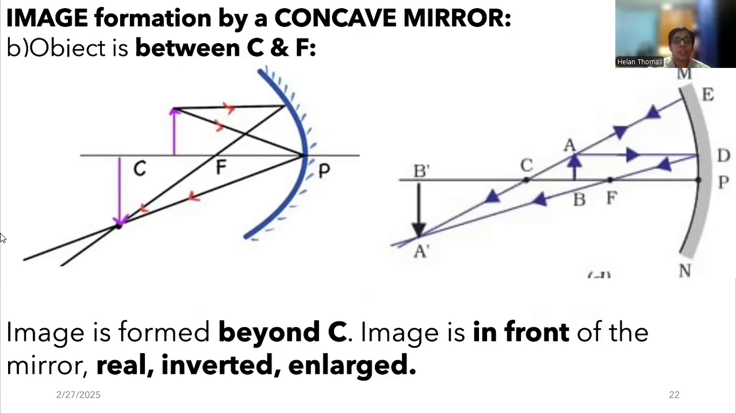Whenever the object is coming towards the mirror, that is from C to P, wherever you keep it, the image will be an enlarged image. It will be real and inverted. See, the image is bigger, real, inverted, in front of the mirror. The second ray I am showing here is from the pole. Directed through the pole, it will also go obliquely. So when the object is placed between C and F, the image is formed beyond C, in front of the mirror, real, inverted, and enlarged.